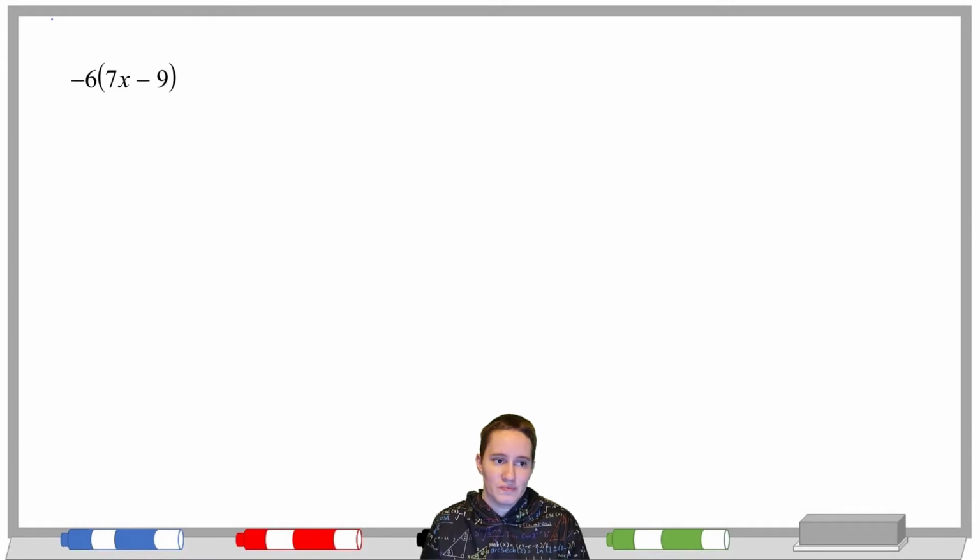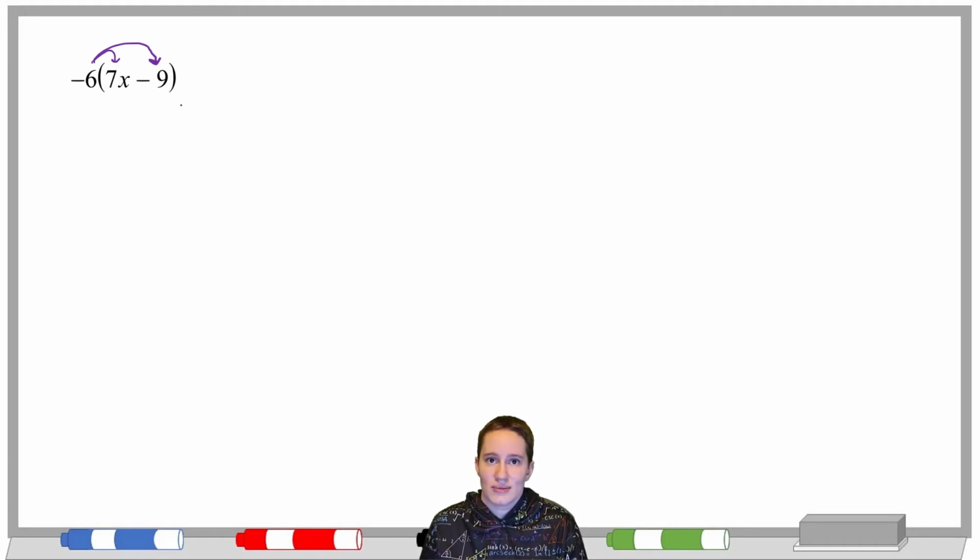So this property is going to be a thing that comes up a lot from here on out. And so it should actually end up being fairly second nature to you. We distribute this negative 6 into this parentheses by saying, I'm going to multiply both of these things by what's outside. And the reason we do this is we can't add the 7x and the negative 9 here together because they're not like terms.